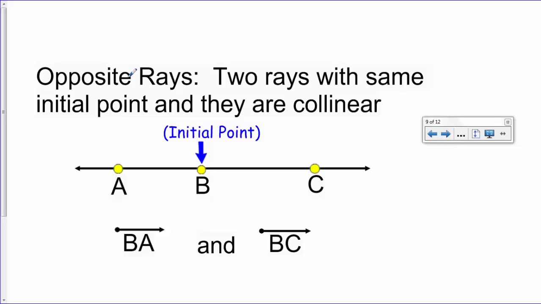Opposite rays is another term that we use in geometry. We define it as two rays with the same initial point, and these rays are collinear or in the same line. That would mean in my example picture, BA and BC are opposite rays since B would be an initial point on the line.